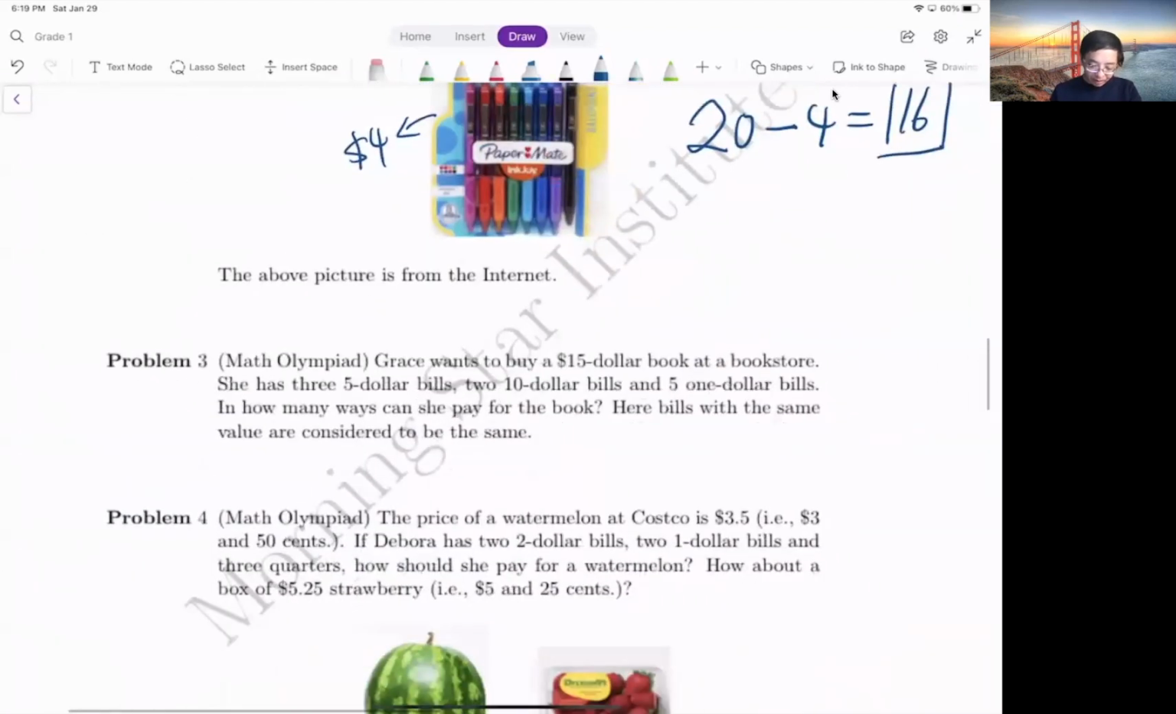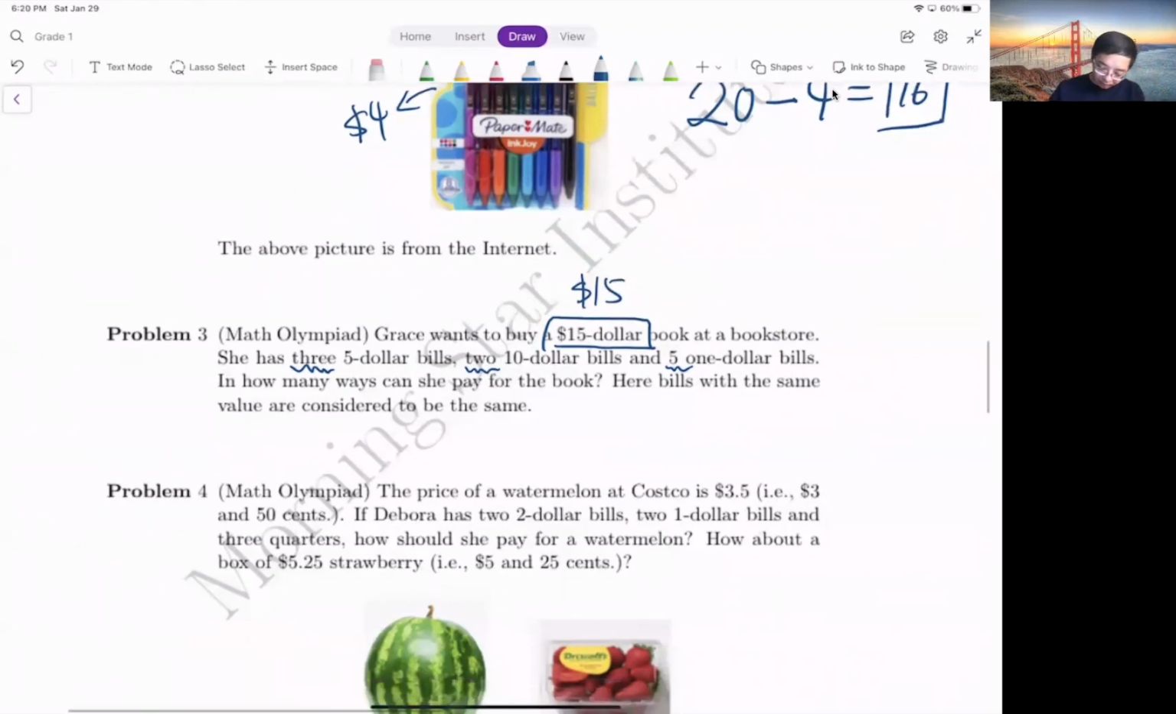Question number 3. Grace went to buy a $15 book. So the book is $15, right? And what she has is 3 $5 bills, 2 $10 bills, and 5 $1 bills. She can use different bills to pay. Keep in mind, the goal is we want to pay $15. The question asks how many ways can she pay for the book? So basically, we have different combinations, right?